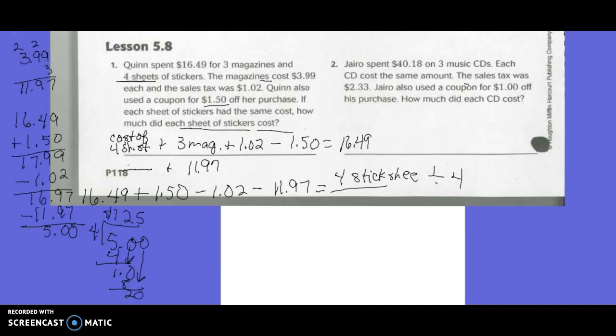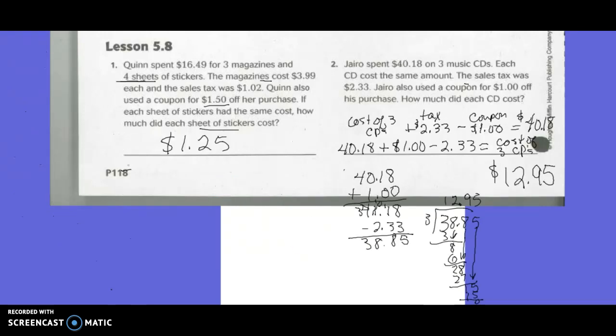All right, so when I did my work, I took my $16.49 and added my $1.50, and I got $17.99. Then I subtracted $1.02, which was my taxes, to get $16.97, and I subtracted the price we got up here for the magazines, which was $11.97, and that left me with $5. And I took my $5 and I divided it by 4 because I have 4 sheets of stickers, and they want the price of each one, and so it is $1.25 for each sticker sheet.